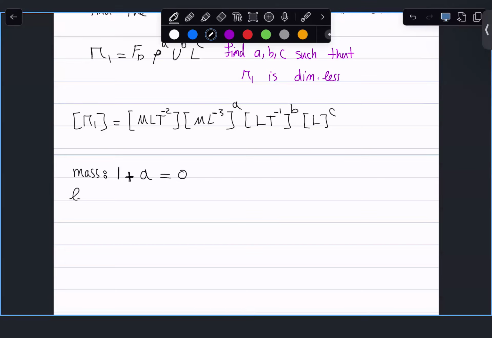Next, we have length. Let's count the lengths we have. How many lengths? We have 1 minus 3A. Okay. Plus B plus C. We want no lengths in our dimension, so it should be 0. And lastly, time. No, time is not in this one. Yeah, that's length. Minus B, and that's it.